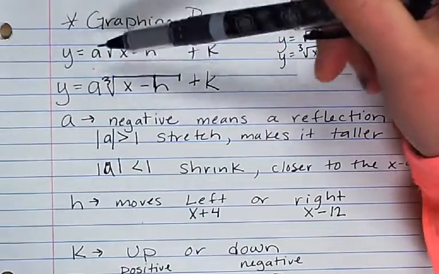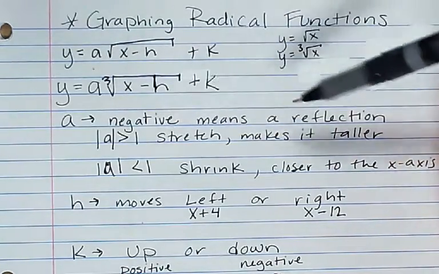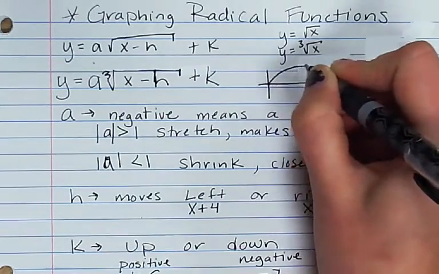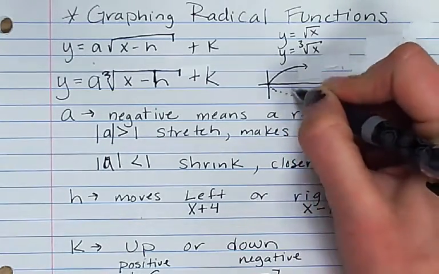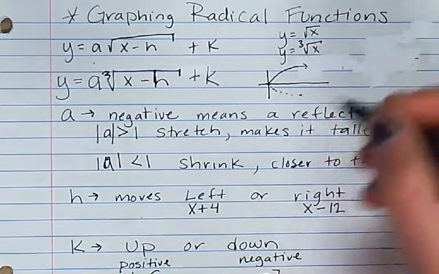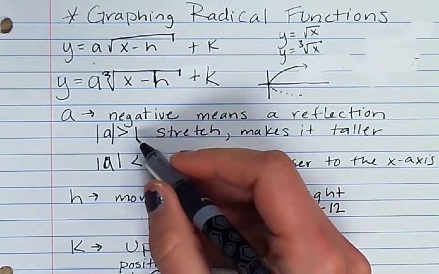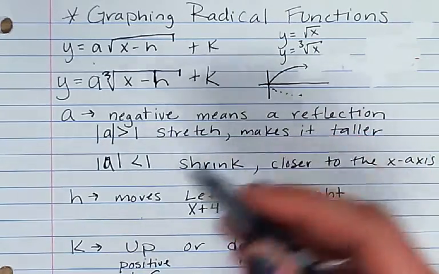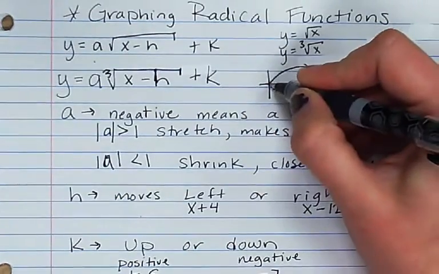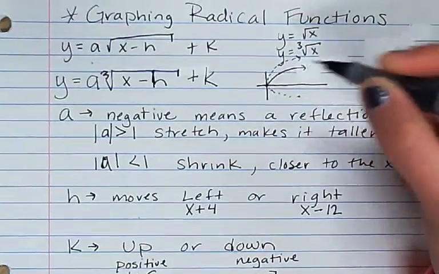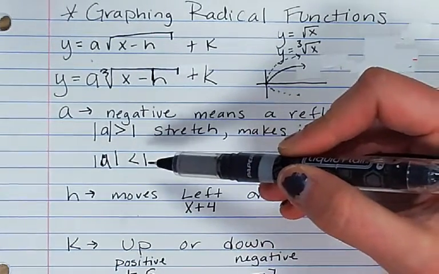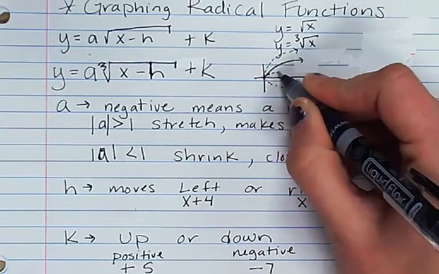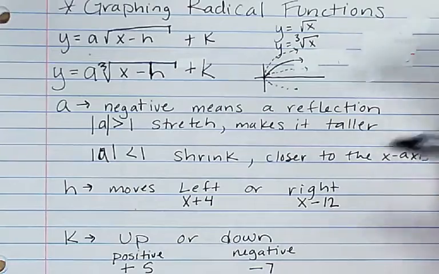So A, that's your number in the front. If it's negative, that means you have a reflection. So like on the square root graph, I'm just going to do a sketch here. Instead of opening up like that, you would open down. So it would be a reflection over the x-axis. If the absolute value of A is greater than 1, so that just means we're not looking at the negative part anymore, it's a stretch, so it makes it taller. So if this was like a 4 in front, it might be up here now. So it gets taller. If it's less than 1, so like a half, a third, 0.75, it's a shrink, and it makes it shorter. It brings it closer to the x-axis there.